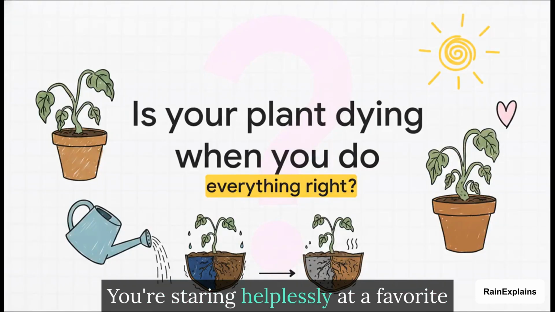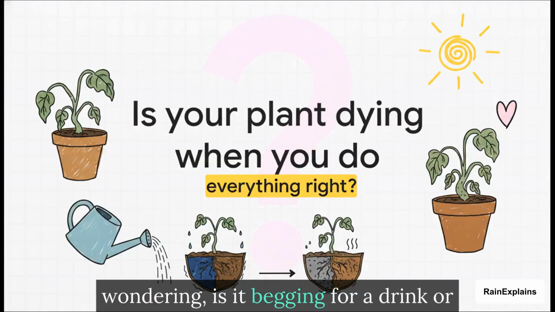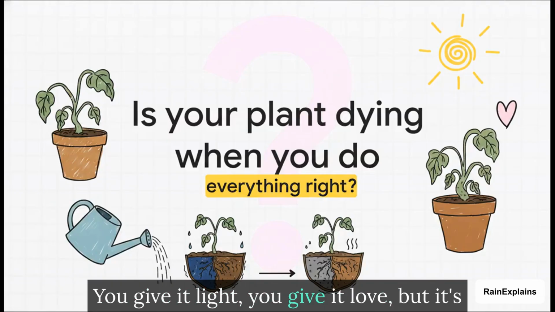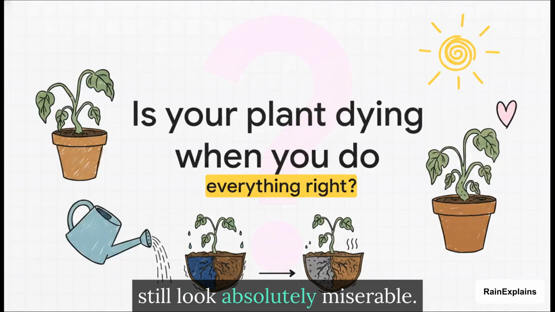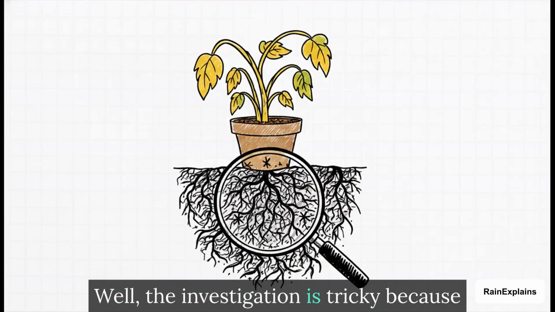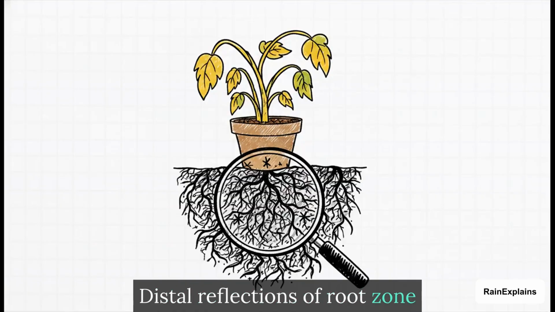You're staring helplessly at a favorite suddenly drooping plant, and you're just wondering, is it begging for a drink or secretly drowning in it? You give it light, you give it love, but it still looks absolutely miserable. What's going on? Well, the investigation is tricky because of a specific concept, distal reflections of root zone pathologies.